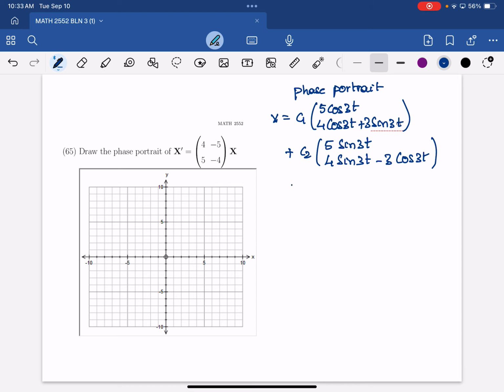So I'm going to put in again C1 is 1 because I want to get the rough phase portrait. I want to approximate it with easier computations. So C1 is 1, C2 is 0. This tells me that my x is going to be (5 cosine 3t, 4 cosine 3t plus 3 sine 3t). Do you agree? Okay.